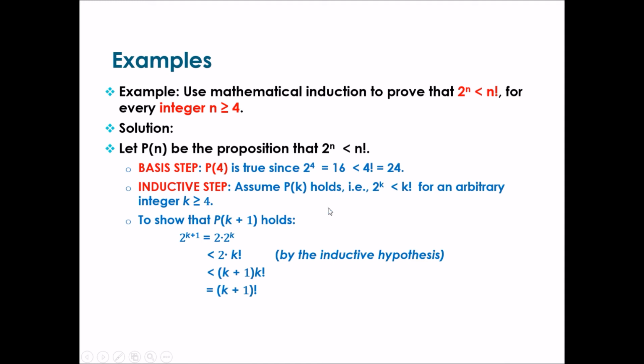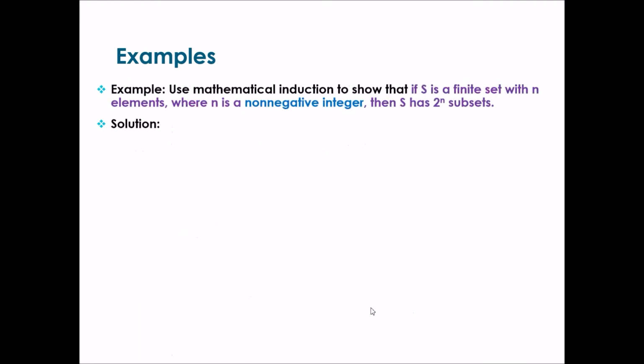is equal to k plus 1 factorial. So in such cases, you just need to keep in mind what we are going to prove, right? So the conclusion must be k plus 1 factorial. Our target is to manipulate like this so that we can have k plus 1 factorial on the right hand side. So this is how we prove that Pk plus 1 is true whenever Pk is true. Therefore 2 to the power n is less than n factorial is true, that is Pn is true for every integer n greater or equal to 4.